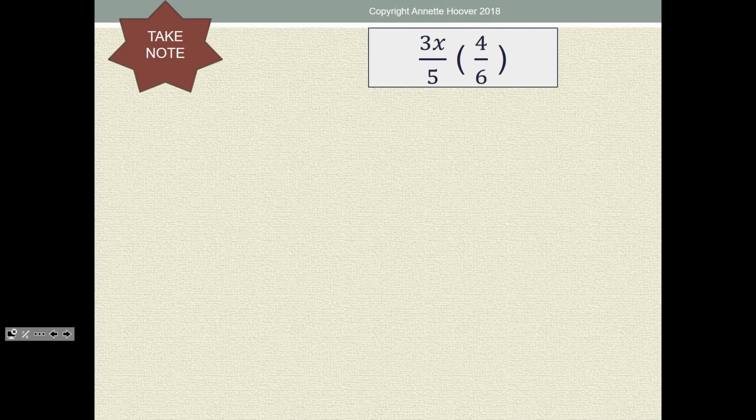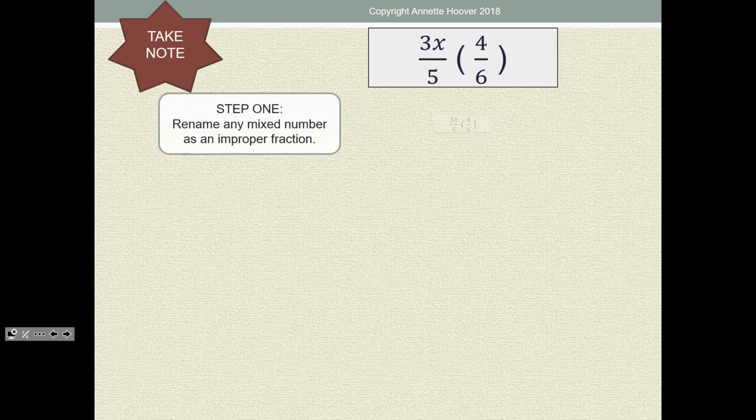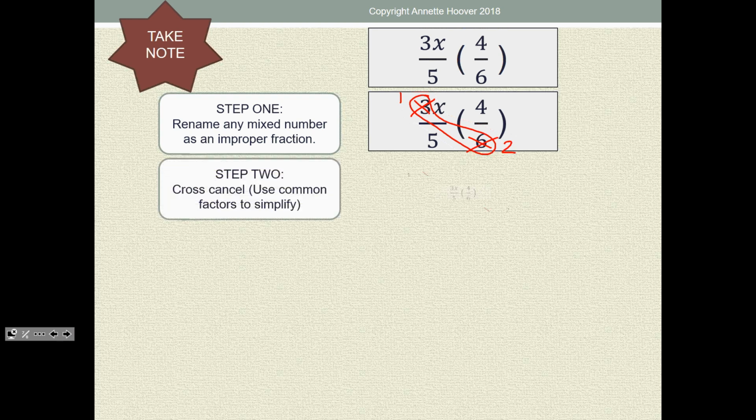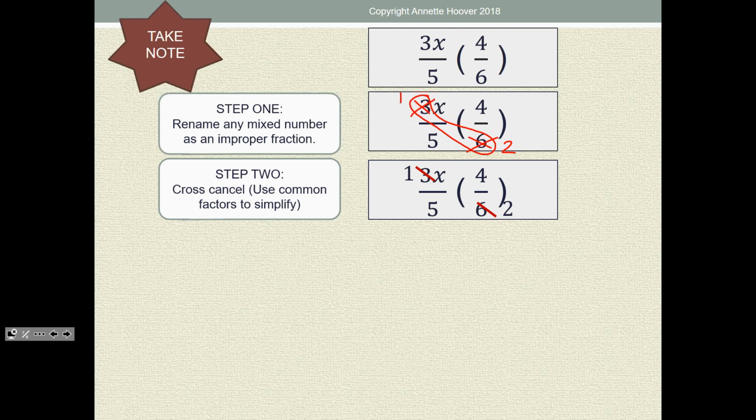Let's move this on to what looks like algebra with variables. Here we have 3x divided by 5 times 4 sixths. There are no mixed numbers, so we can skip the first step. Now we look, again, we're doing the same thing. Here I see a 3 and a 6. Both of those numbers are divisible by 3. 3 divided by 3 is 1, and 6 divided by 3 is 2. So that gives me a 1x divided by 5 times 4 halves.